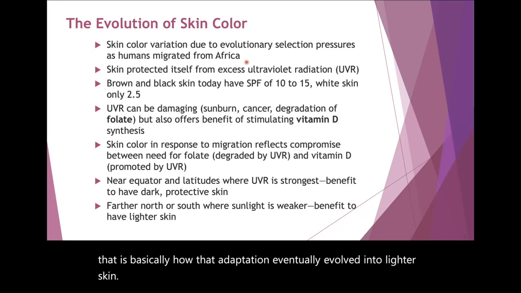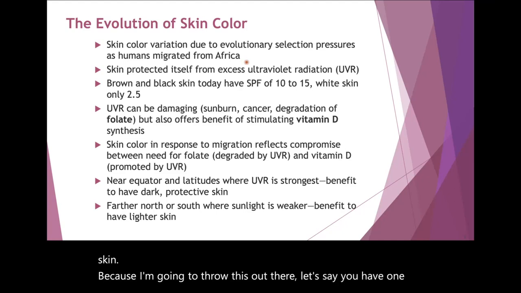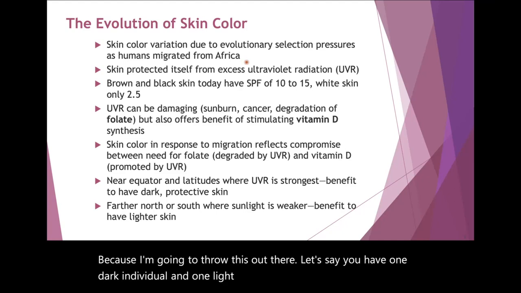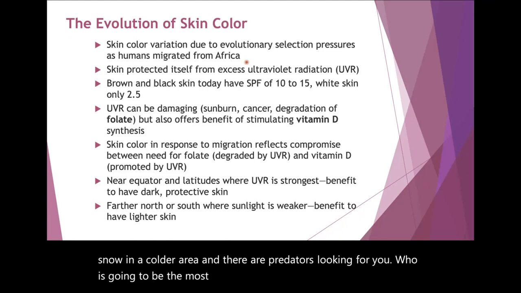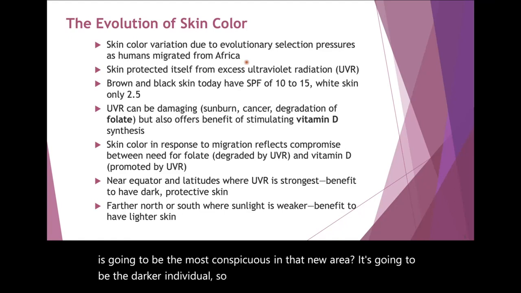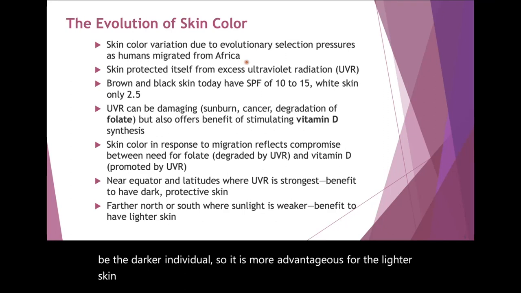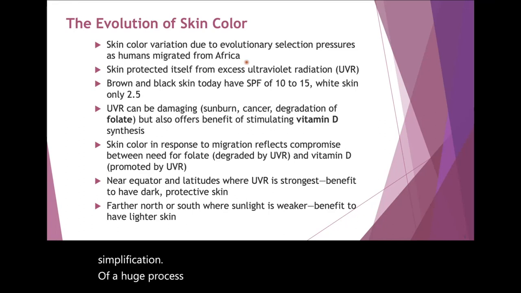Because I'm going to throw this out there. Let's say you have one dark individual and one light individual, and you are all out in the snow in a colder area, and there are predators looking for you. Who is going to be the most conspicuous in that new area? It's going to be the darker individual. So it is more advantageous for the lighter skin to be in that lighter skinned area. Now, I just gave you a simplification of a huge process, but hopefully that helps you to connect with it. All right, so let's go ahead and move on.